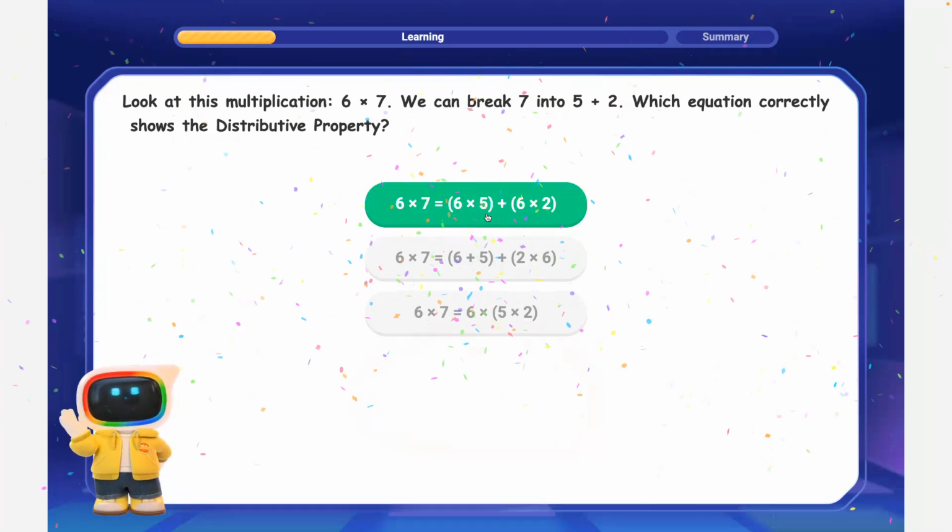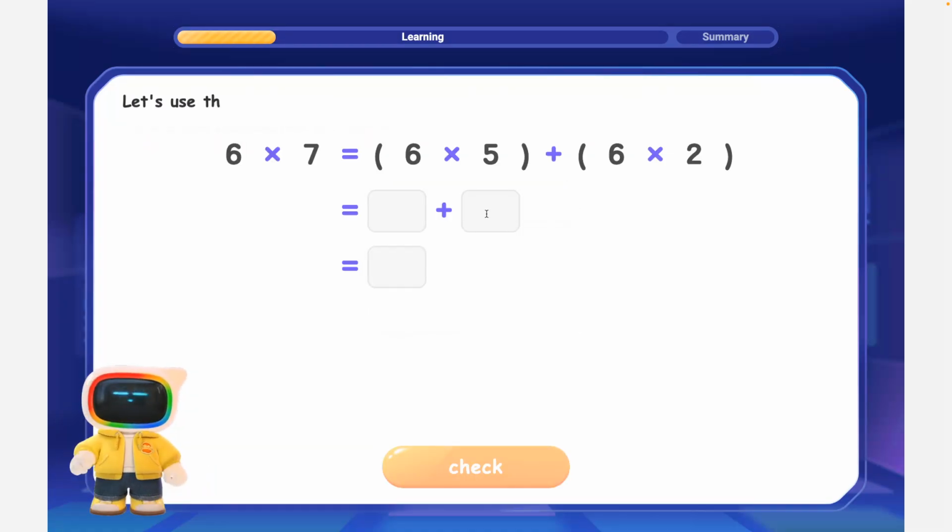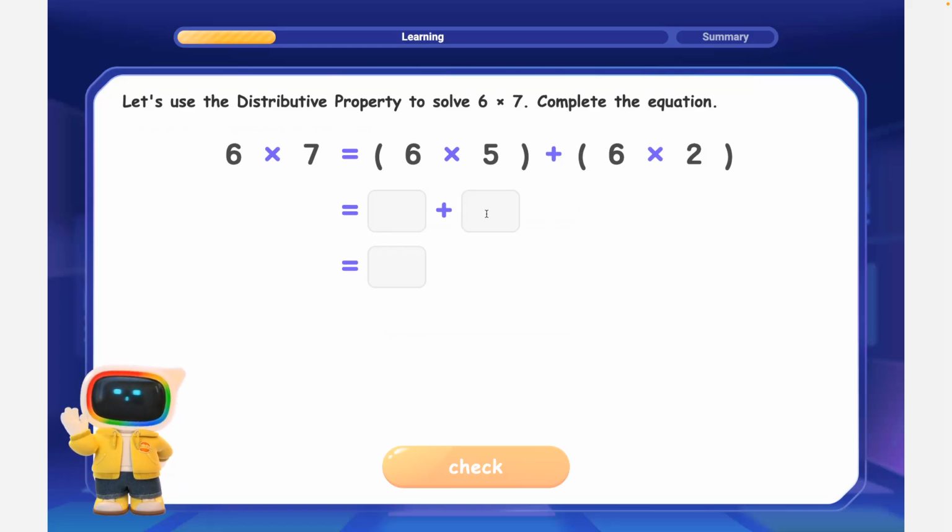Excellent! 6 times 7 is equal to 6 times (5 plus 2), which equals 6 times 5 plus 6 times 2. This is the distributive property. We multiply each part separately and then add. Let's use the distributive property to solve 6 times 7. Complete the equation.